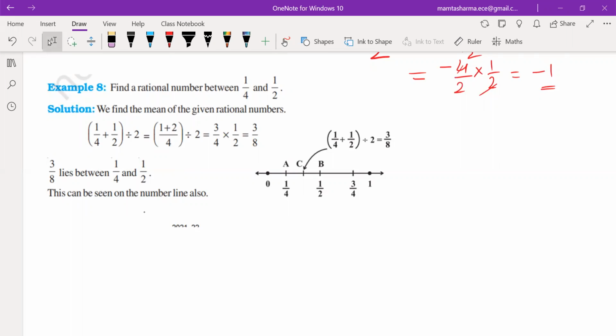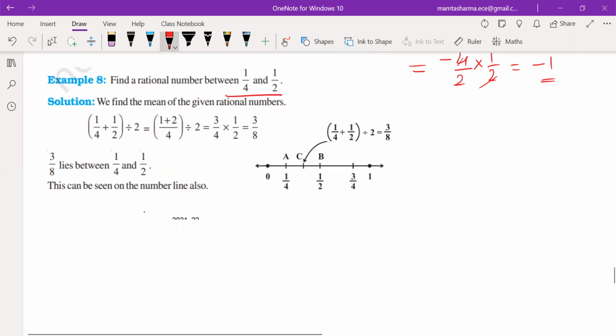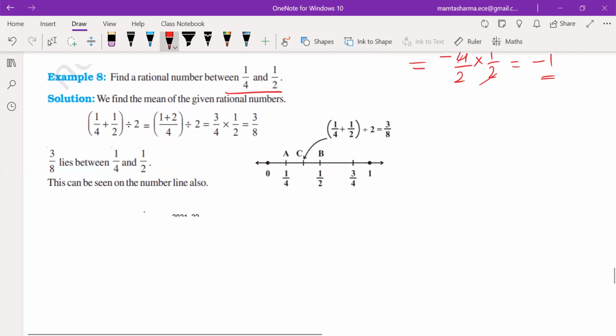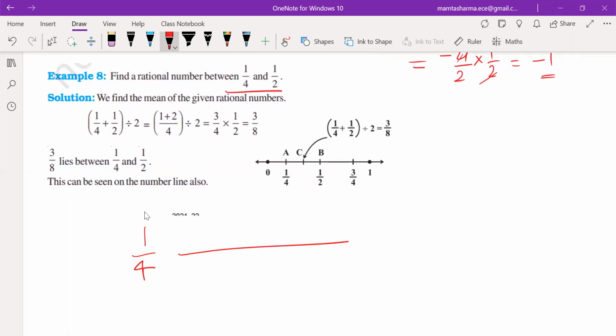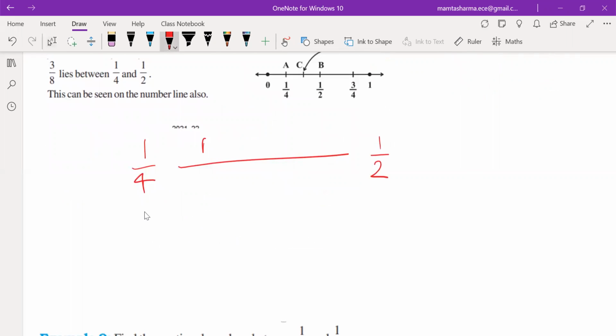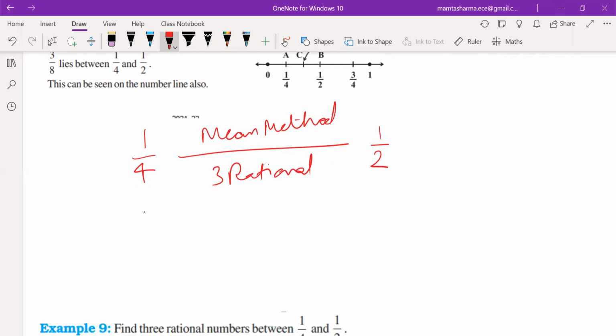Okay, so now find the rational numbers between 1 by 4 and 1 by 2. If I say find out three rational numbers between 1 by 4 and 1 by 2 using the mean method, use the mean method to find out three rational numbers between these two rational numbers. How will you do it?